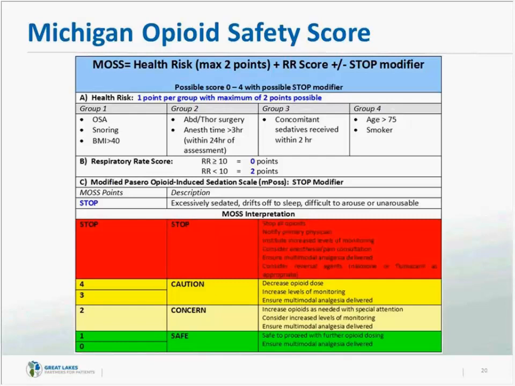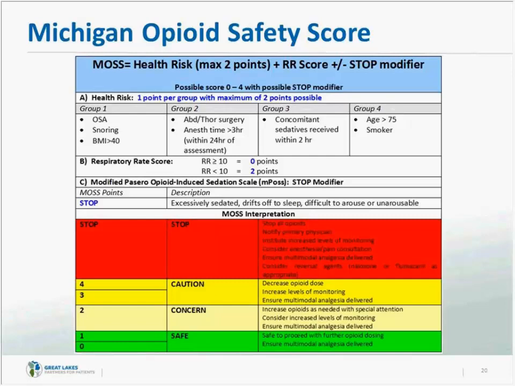And then finally, you can see there in area C in the middle of the slide, there is a stop modifier. If you're talking to a patient and they start drifting off to sleep while they're telling you about how terrible their pain is, you need to stop giving them pain medication. You need to stop opioids. You need to notify a primary physician. You need to consider increasing the level of monitoring that patient is receiving, maybe put him in an ICU or a step-down unit, or put a pulse oximeter on him, or capnography, and then consider an anesthesia or a pain consultation.